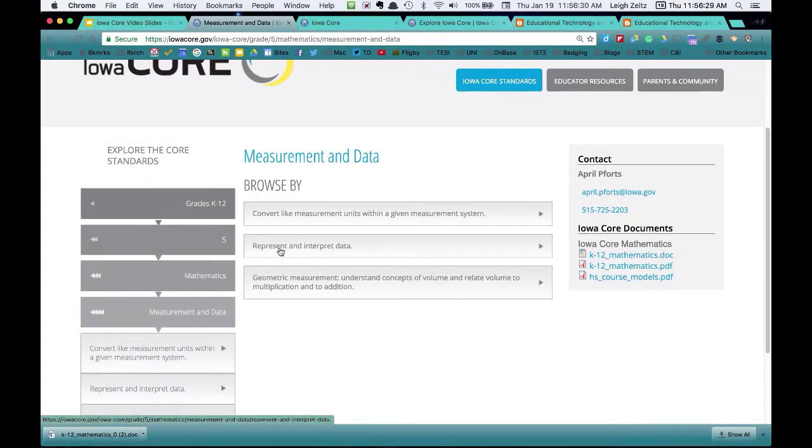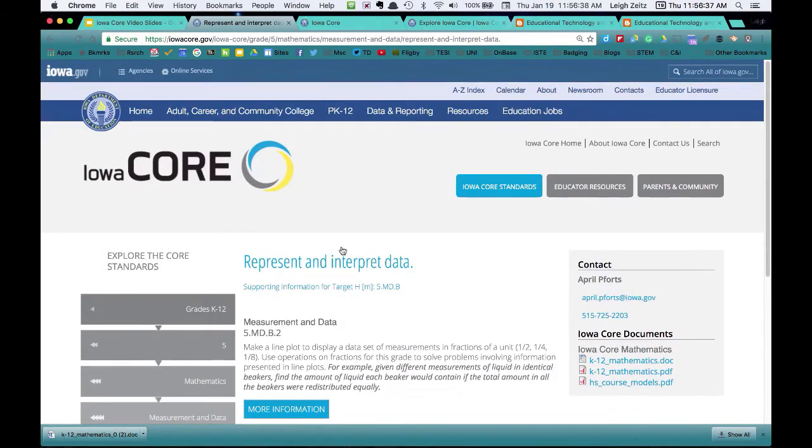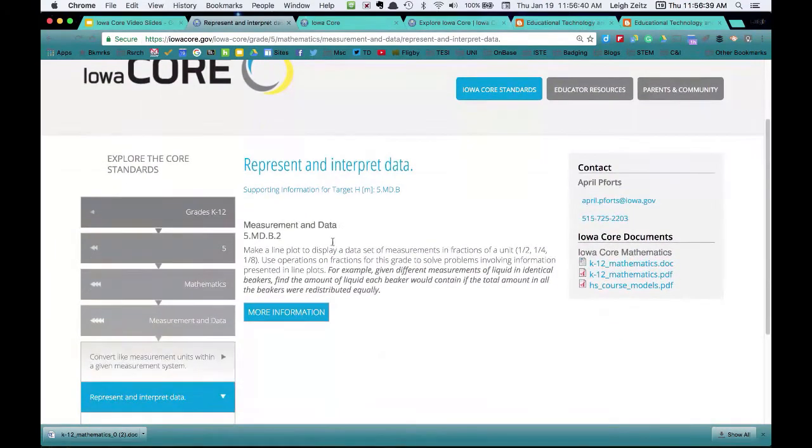Now this, to represent and interpret data, that's specific to a certain degree. Can a student represent and interpret data? But let's be even more specific. If you take a look under this one where it says measurement and data, this is make a line plot to display a data set of measurements in fractions of a unit, 1/2, 1/4, and 1/8. Now this is very specific. These are action words. To make is an active word. And this would be a skill or objective.